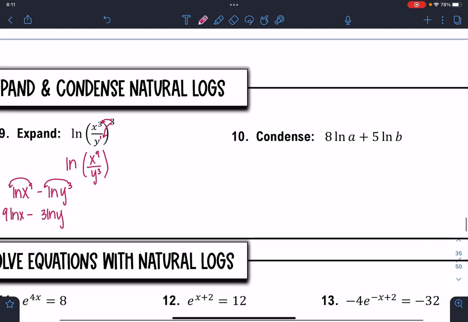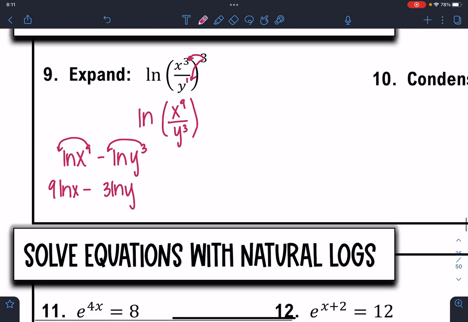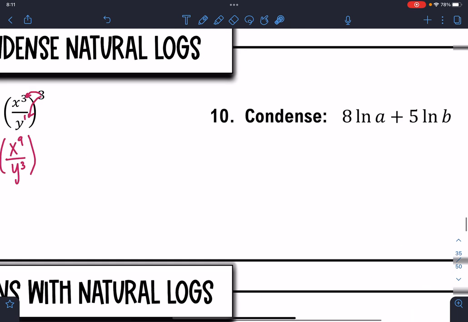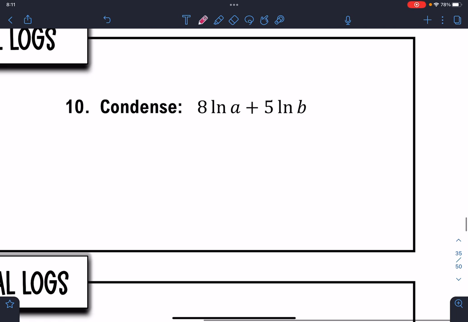We can condense the same way. So in opposite steps, right? We took the powers, moved them back, and moved them to the front. So that's the first thing that I want to do, is I want to move them back. Then I can look at my signs to dictate what's going in the numerator, what's going in the denominator. So I'm going to move those back up.